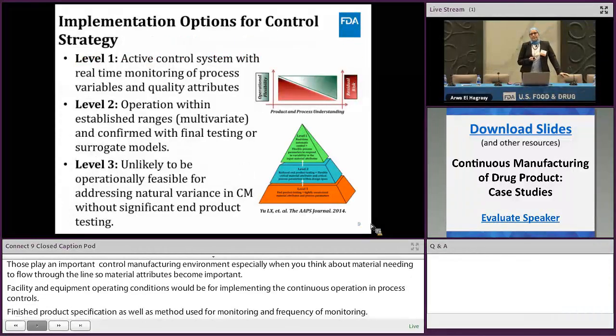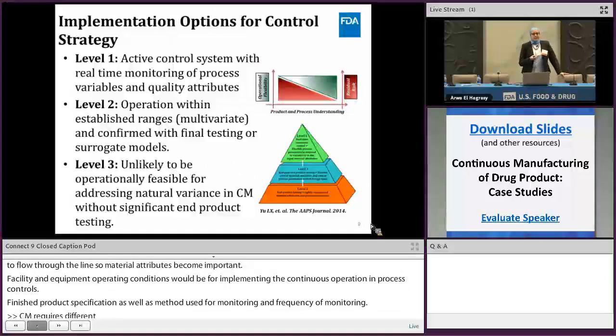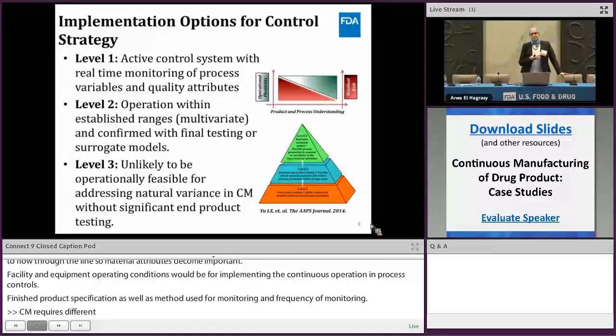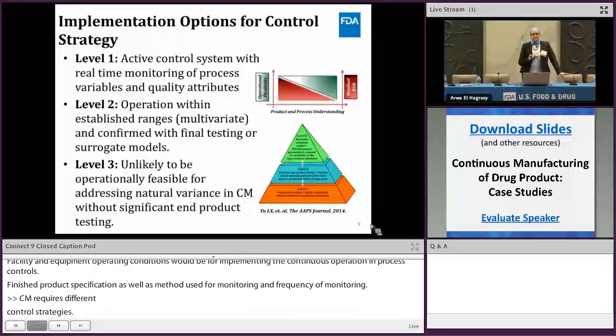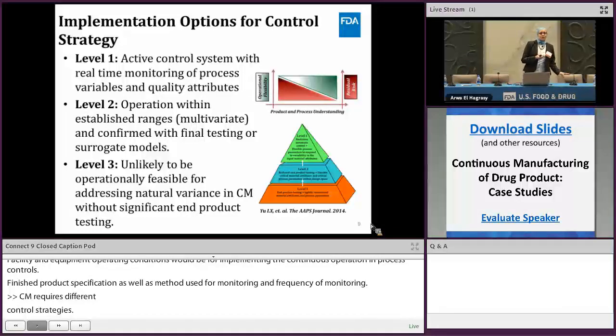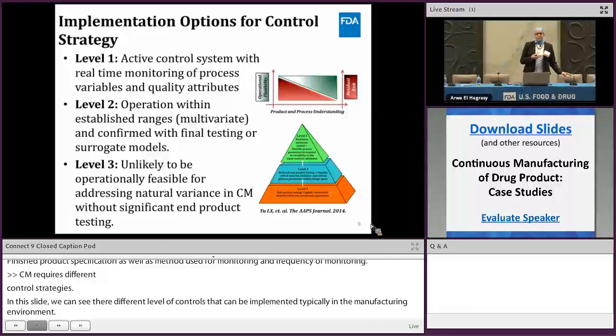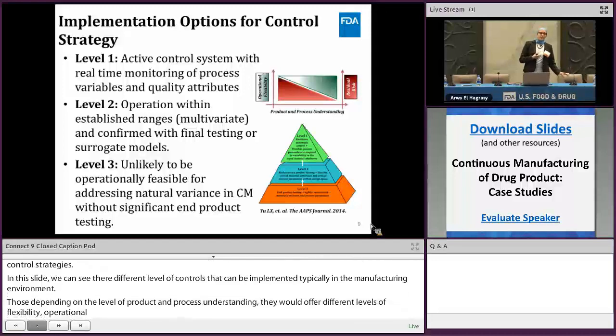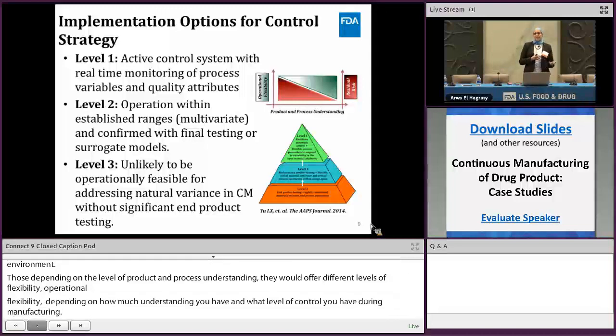And in this slide, we can see there are different levels of controls that could be implemented typically in a manufacturing environment. And those, depending on the level of product and process understanding, would offer different levels of operational flexibility, depending on how much understanding you have and what level of control you have during manufacturing. So level 1, which is the highest level, involves having an active control system that is able to have real-time monitoring of the process variables and quality attributes, and provide feedback and feed-forward information. So you're able to control the outcome of the manufacturing process at a very high level.